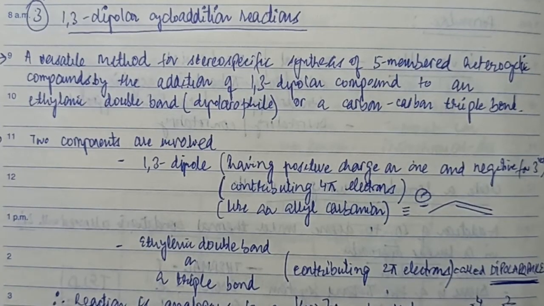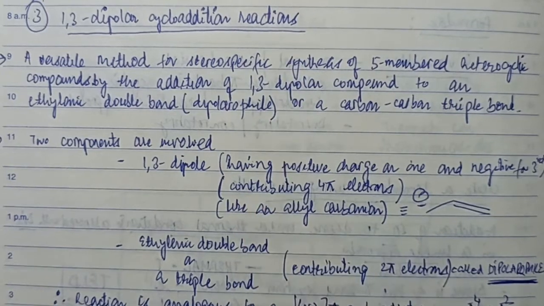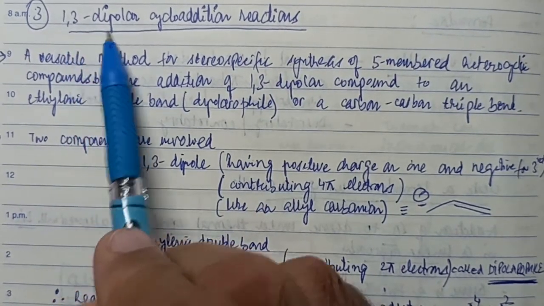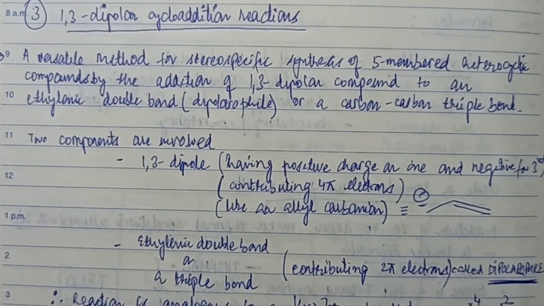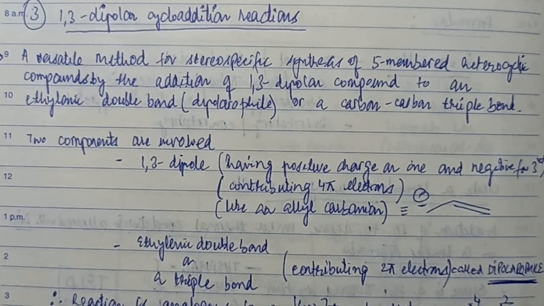Good morning. Today we'll be talking about 1,3 dipolar cycloaddition reactions. And when we use this word 1,3 dipolar, that means I would have a 3-atom system in which there will be opposite charges on the first atom and the third atom. For example, let's say I have a system which is X, Y, and Z.